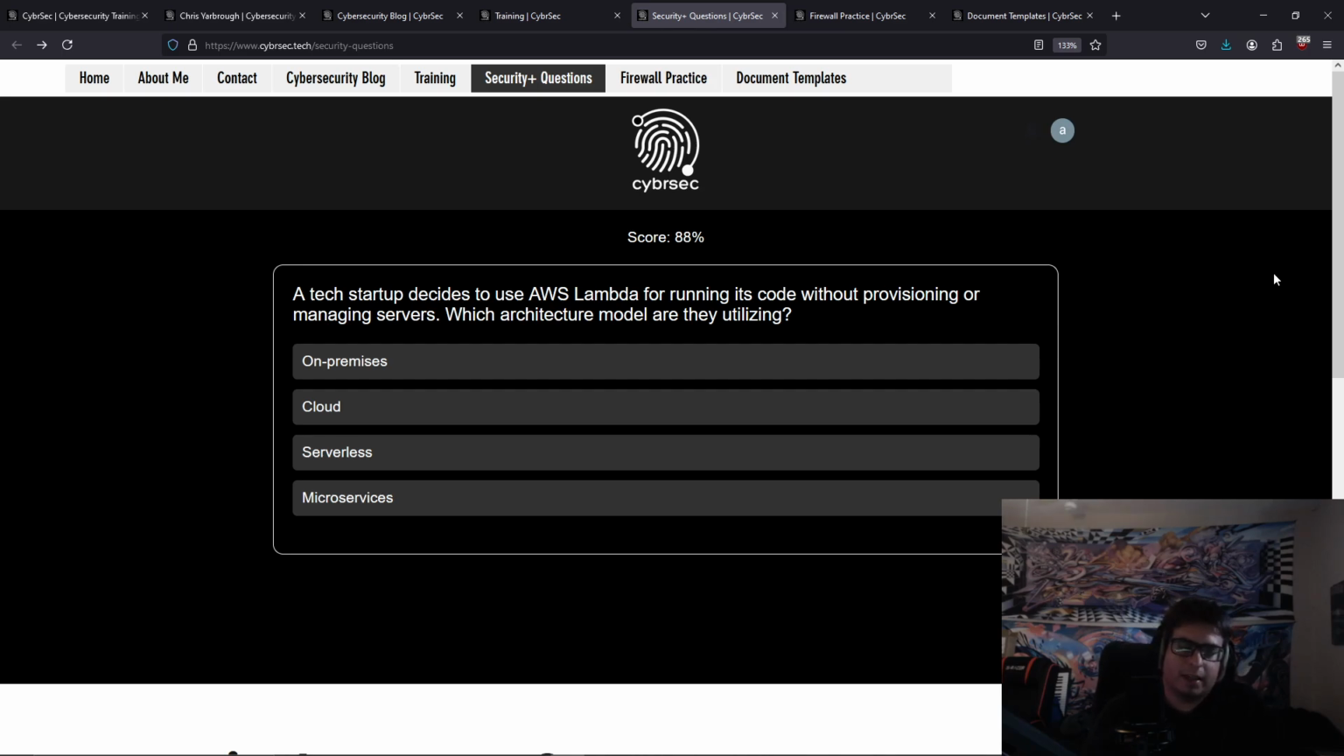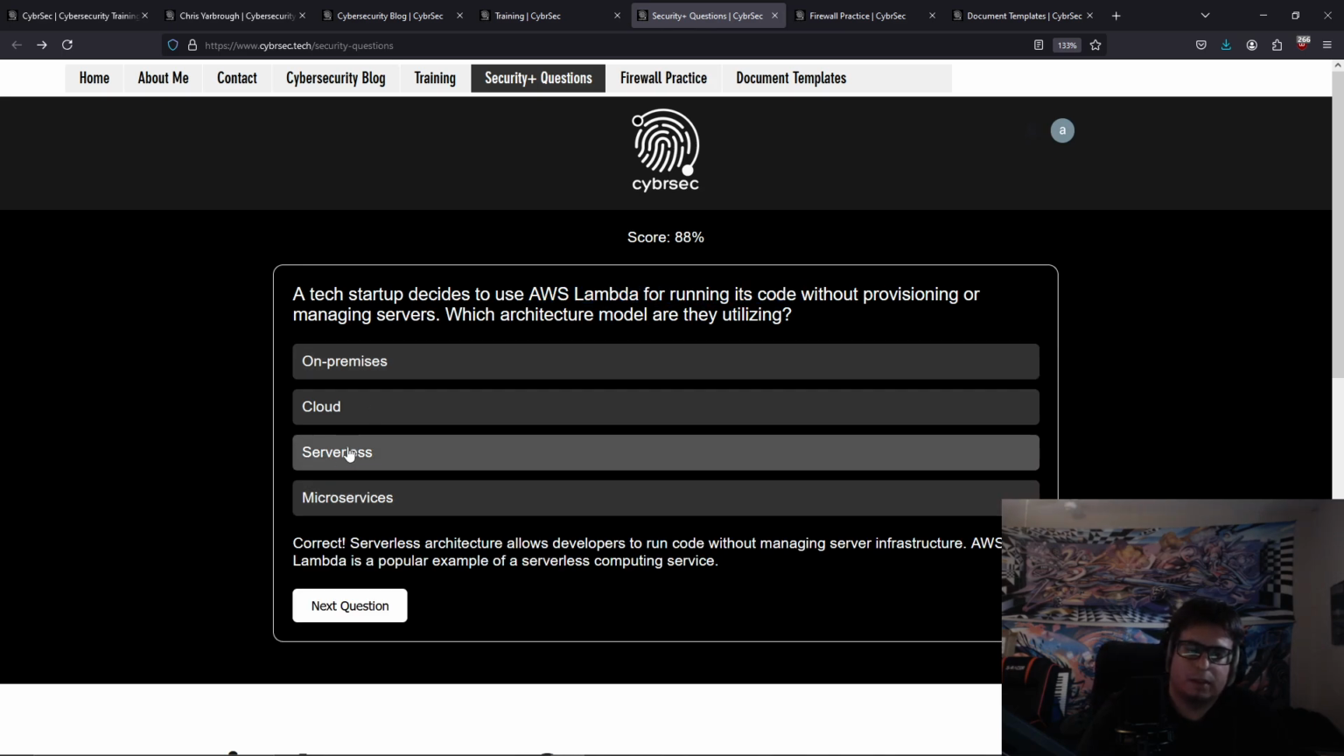A tech startup decides to use AWS Lambda for running its code without provisioning or managing servers. Which architecture model are they using? I did not know this was in Security Plus because this is a cloud question. But it says it right here, without servers. So that's serverless. AWS Lambda is for running code without servers. Serverless allows developers to run code without managing server infrastructure.